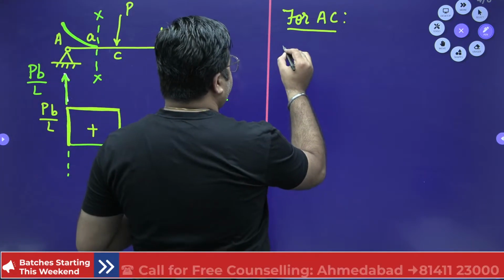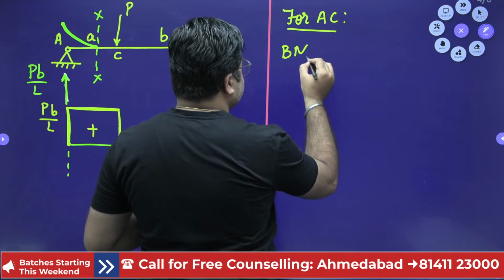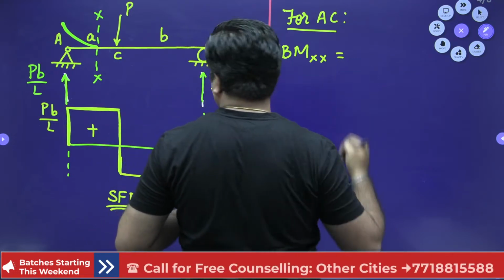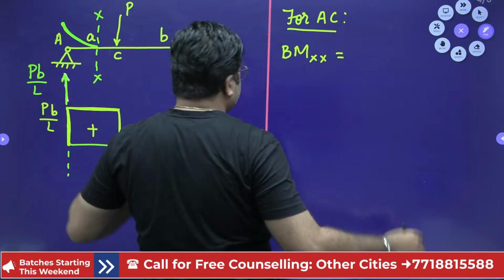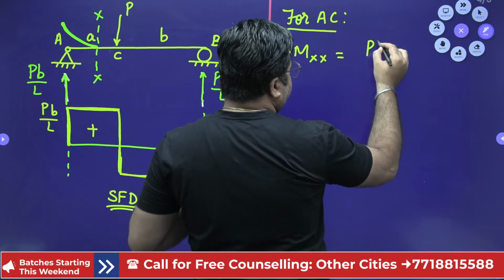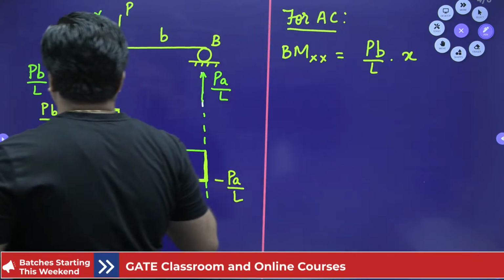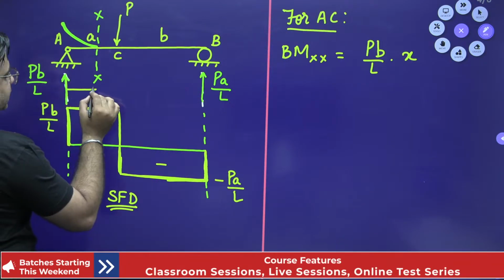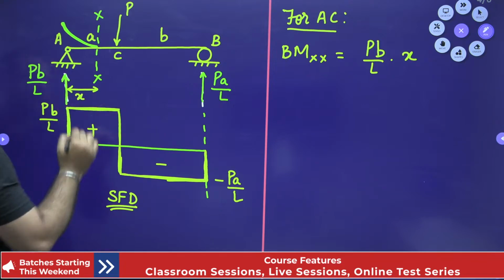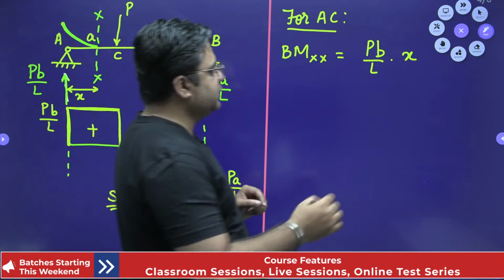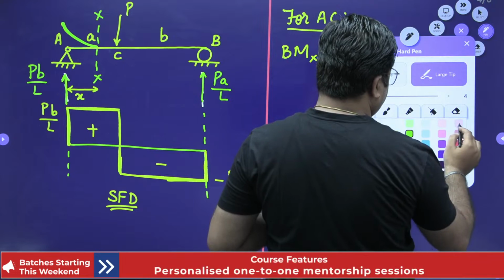So I will write bending moment at section XX is equal to RA, and RA is PB by L, multiplied by the lever arm, which is X. So this distance is X. This is the lever arm, which is X. So I got the first equation.